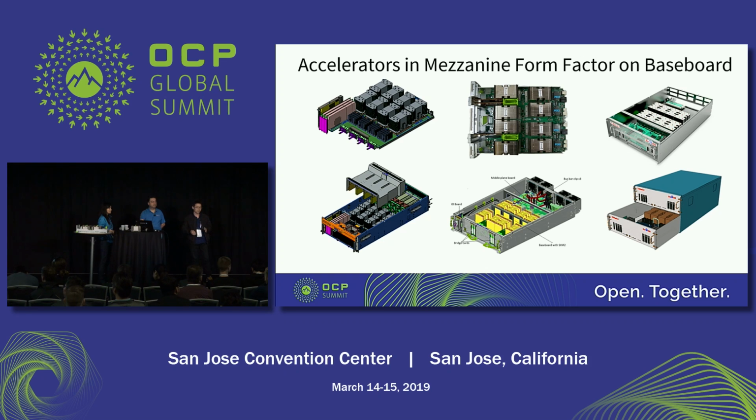On the left side, this is Microsoft HGX-1, in the middle is Facebook Big Basin, and on the right is Baidu X-Man. The upper one is the second generation that can support 8, and the lower one is our third generation that can support even more than 16 accelerators.